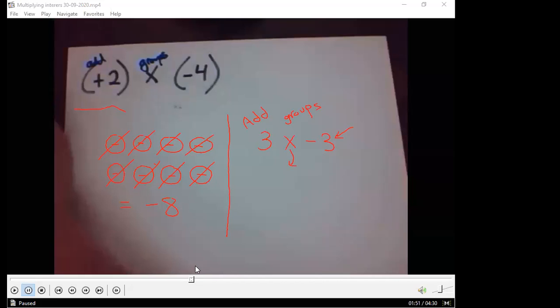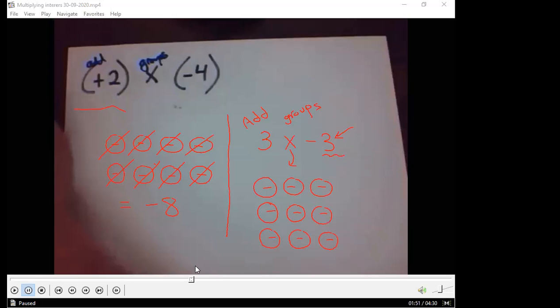First, reserve the groups. How many groups do you have? I have 1, 2, 3. Right? Each group consists of how many tiles? -3. Then 1, 2, 3. 1, 2, 3. 1, 2, 3. So this is negative.